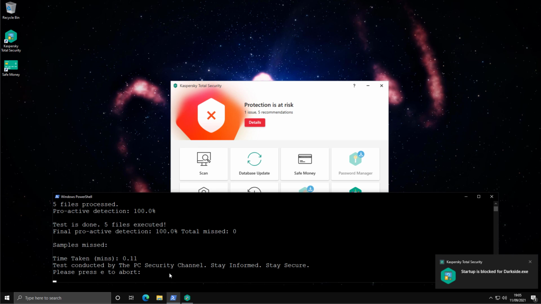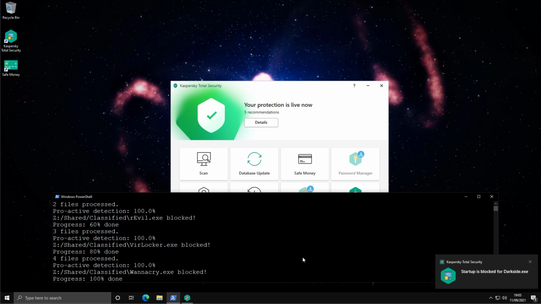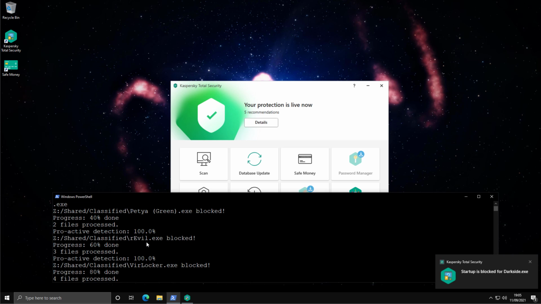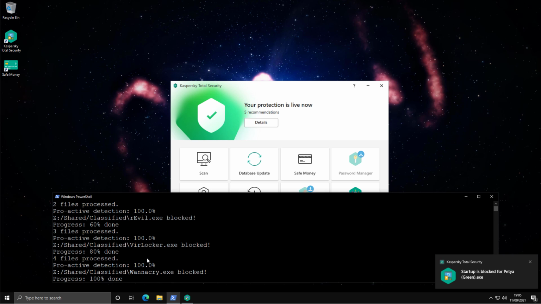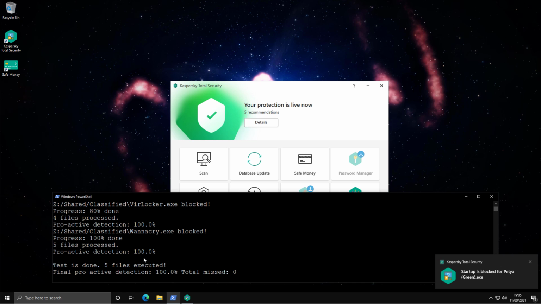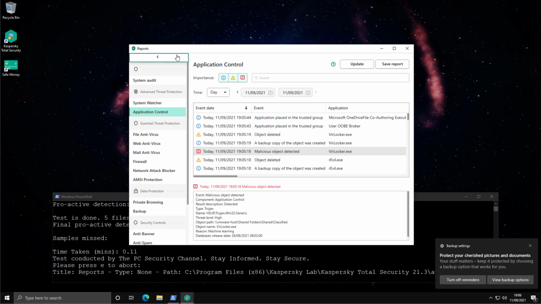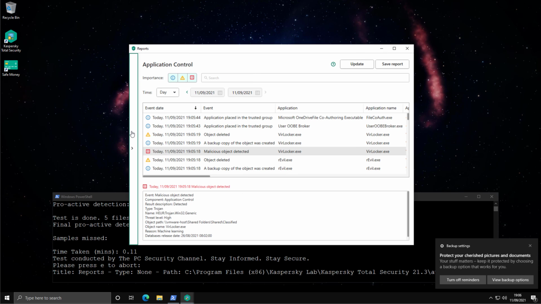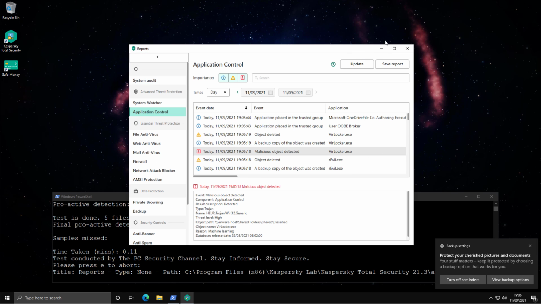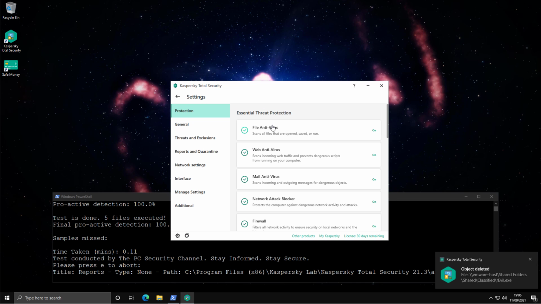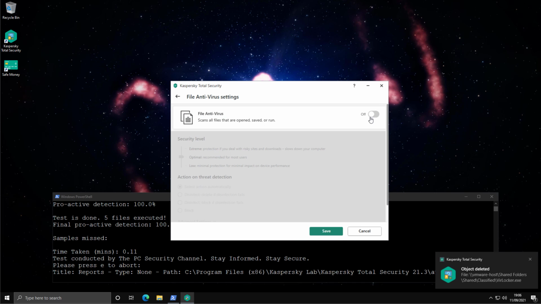So as you can see, Darkside was blocked. We got a notification. It happened pretty fast, so let's just go back through the logs. So Petya was instantly blocked, so was REvil, so was Filecoder, so was WannaCry, and if we scroll up, Darkside was blocked as well. Now, in order to make this even more interesting, we're actually going to go ahead and disable most of the protection components so that we can better emulate what would happen if these threats were, say, brand new and Kaspersky didn't know about them.